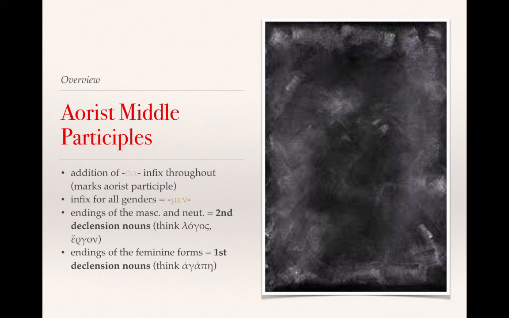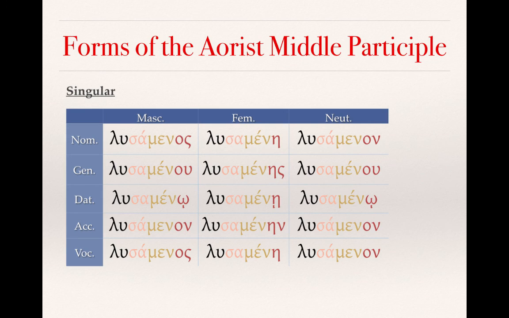So once again, the endings will be very similar to what you've already seen with the present middle passive participles. In this case, there will be no augment, as is the case with all participles in the aorist tense, because these are not in the indicative mood. Here are the forms of the aorist middle participle, again with the distinguishing parts highlighted for you: lusamenas, lusamene, lusamenon. And you can see that that pattern follows throughout the rest of the chart, just like logos or ergon or agape.